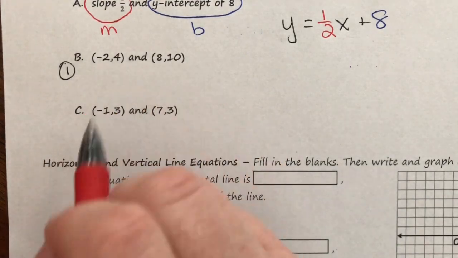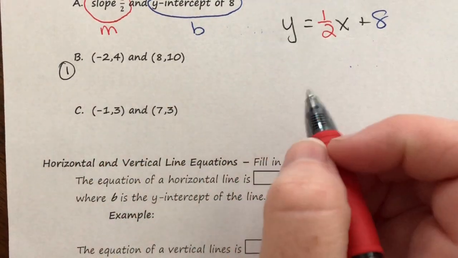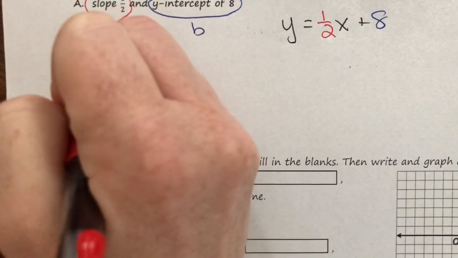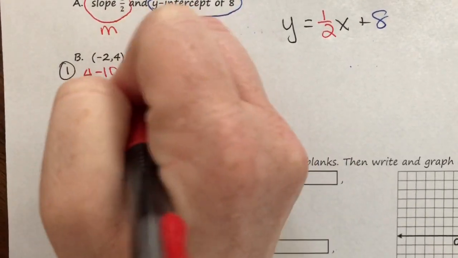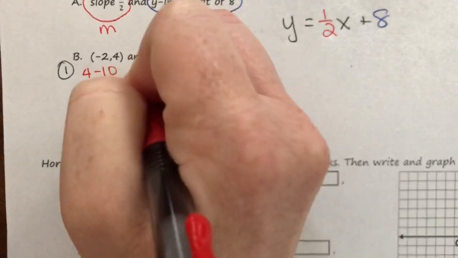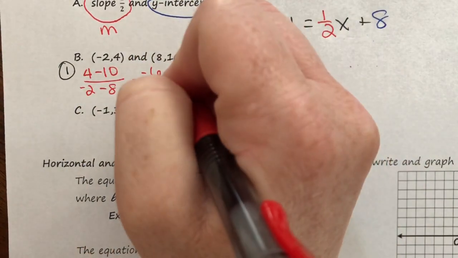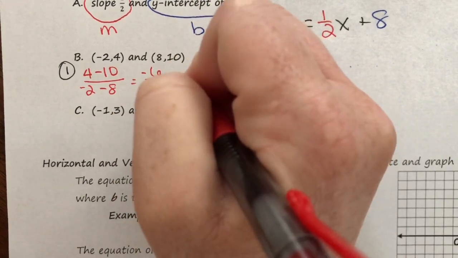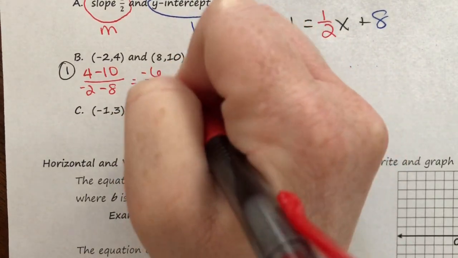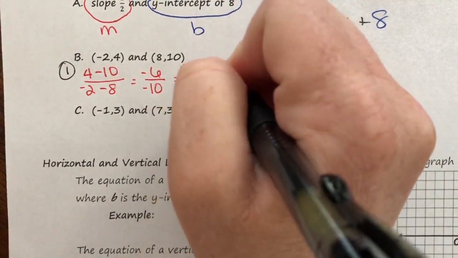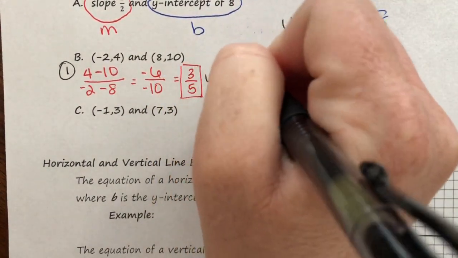So I'm going to use the slope formula: y minus y over x minus x. 4 minus 10 over -2 minus 8. -6 over -10, which would simplify to 3/5. So there's my slope. So my equation is going to be y equals 3/5 x plus b.